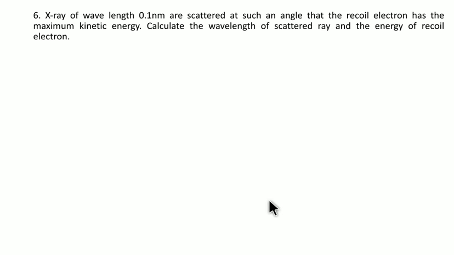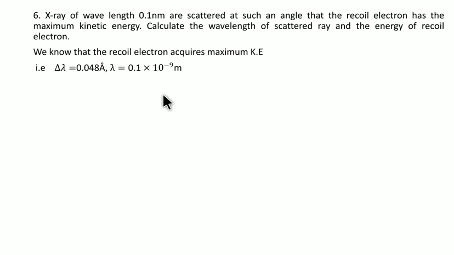An X-ray has a wavelength of 0.1 nanometer. Here we have to calculate the energy, so first we take down the given data. Here we know that the recoil electron acquires maximum kinetic energy. In the previous problem we calculated that the maximum occurs when theta is equal to 180 degree. Substitute in the Compton shift formula and we get this. Then this is the incident wavelength.